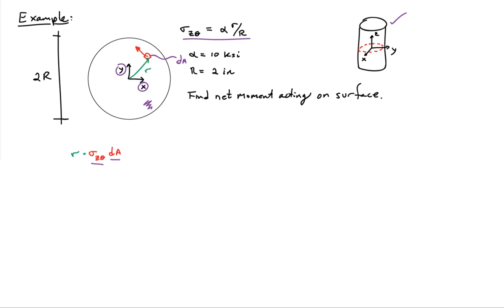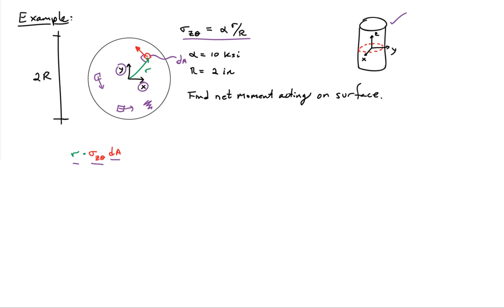And it has a lever arm to the origin, so we'll calculate the net moment about the origin of r. So r is just the radial distance out, and so the vector that goes from the origin out to this little bit of area is exactly orthogonal to this bit of force here, sigma z theta dA. So r times that force is going to give me a moment, and now I can add up the moment from all the bits of area acting across this cross section.